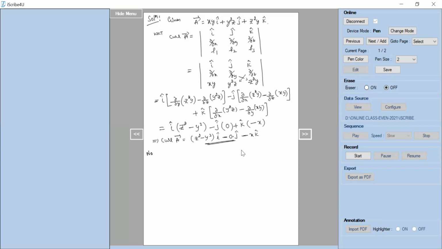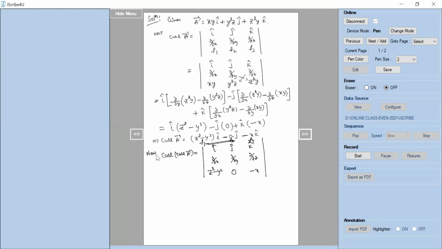So now curl of curl A equals, again it is the determinant of i cap, j cap, k cap; dou by dou x, dou by dou y, dou by dou z; and here f1 is now z square minus y square. This one is f1. And f2, you know, it is minus 0, so I can write simply 0 here. And f3 is nothing but this, minus x. So this is f1, f2, f3 substituted.